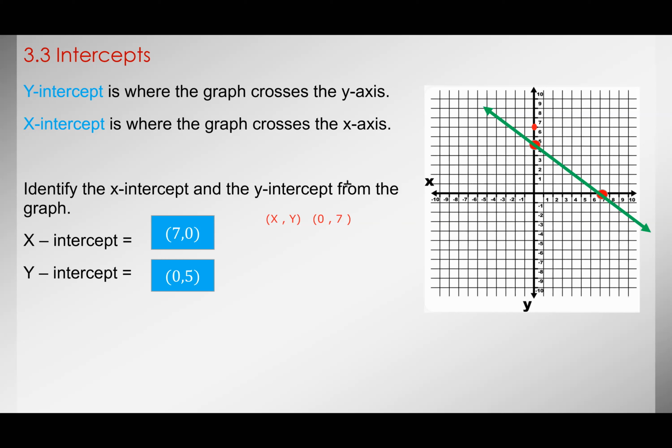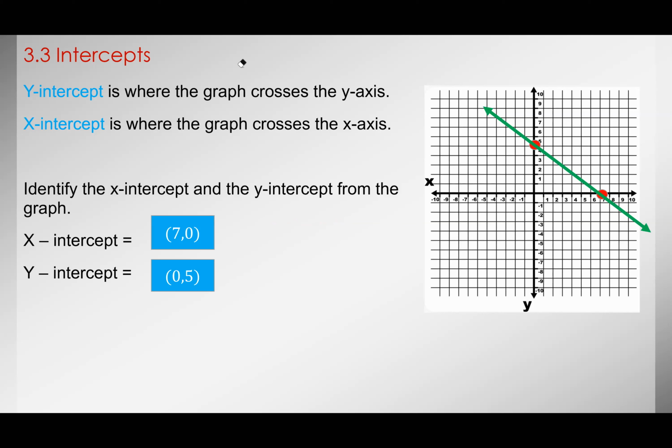Okay. So again, the first number tells you to go left or right. The second number tells you to go up or down, and that's where your X and your Y come from. So when you identify them, you always identify left or right first, and then up or down. Okay. Question.